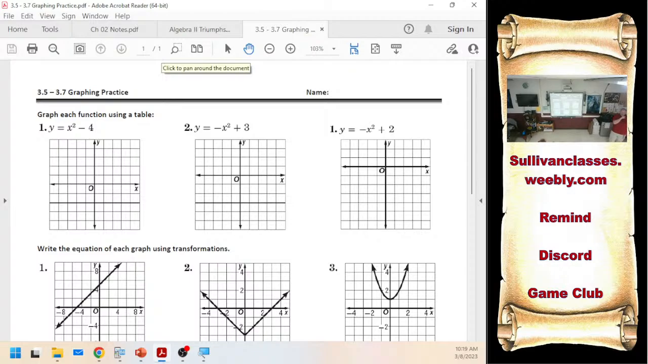If it works, then I go to plus or minus 1. If they work, I go to plus or minus 2. Oh, wait, 2 doesn't work. It's not on my graph, so I guess I'll go to -3 and -4. Okay, you start at 0 in the middle and work your way out from that. So practice graphing those by table.